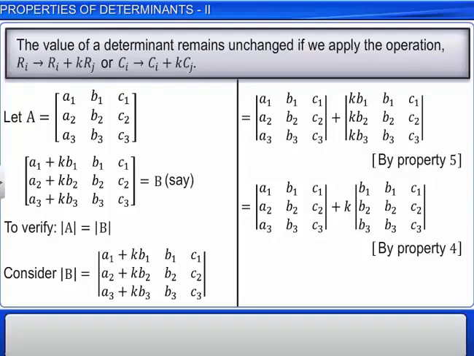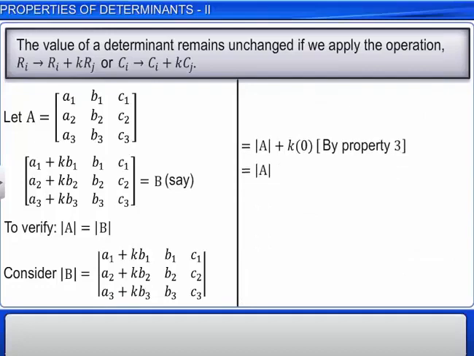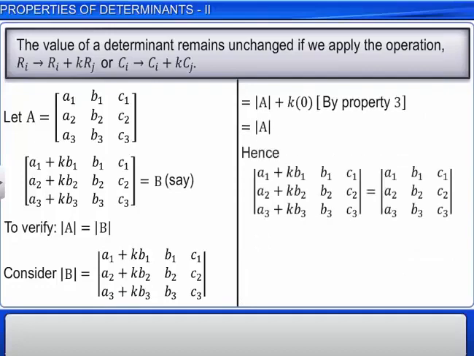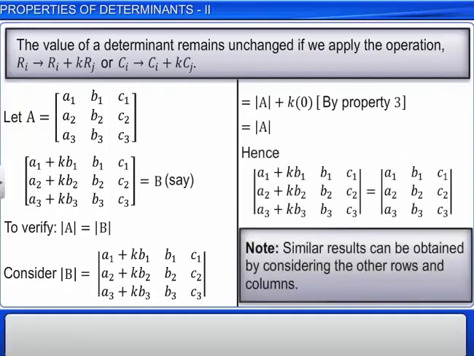Now, we have determinant A plus k times a determinant whose first and second columns are identical. By property 3, we know that if two rows or columns of a determinant are identical, then its value is equal to 0. Thus, we have determinant B is equal to determinant A, and hence the result. Note that similar results can be obtained by considering the other rows and columns.